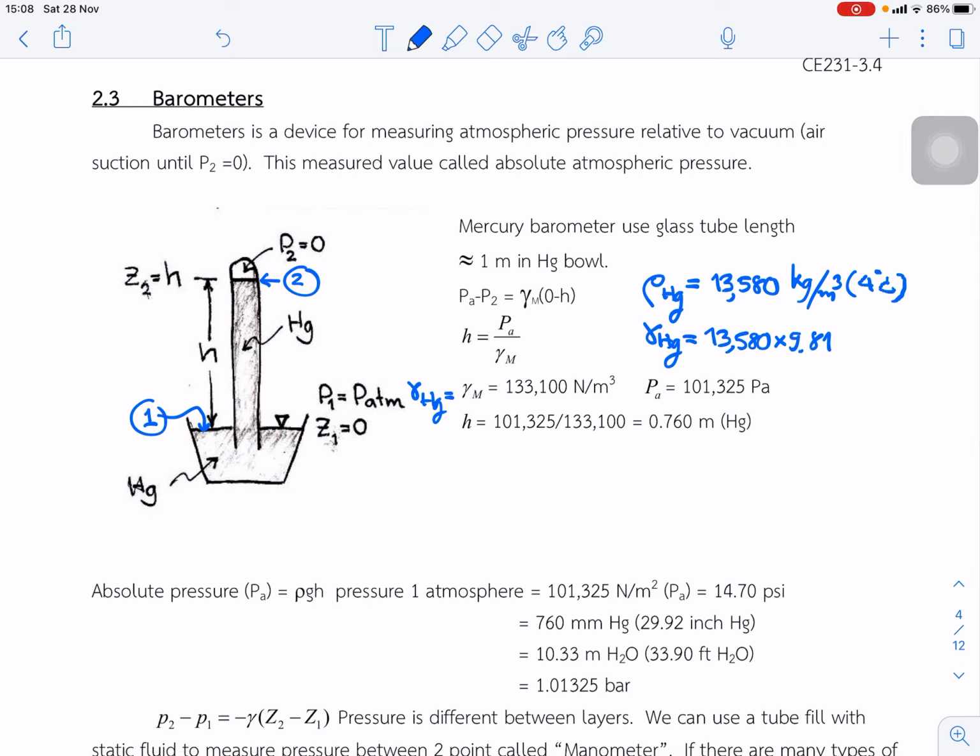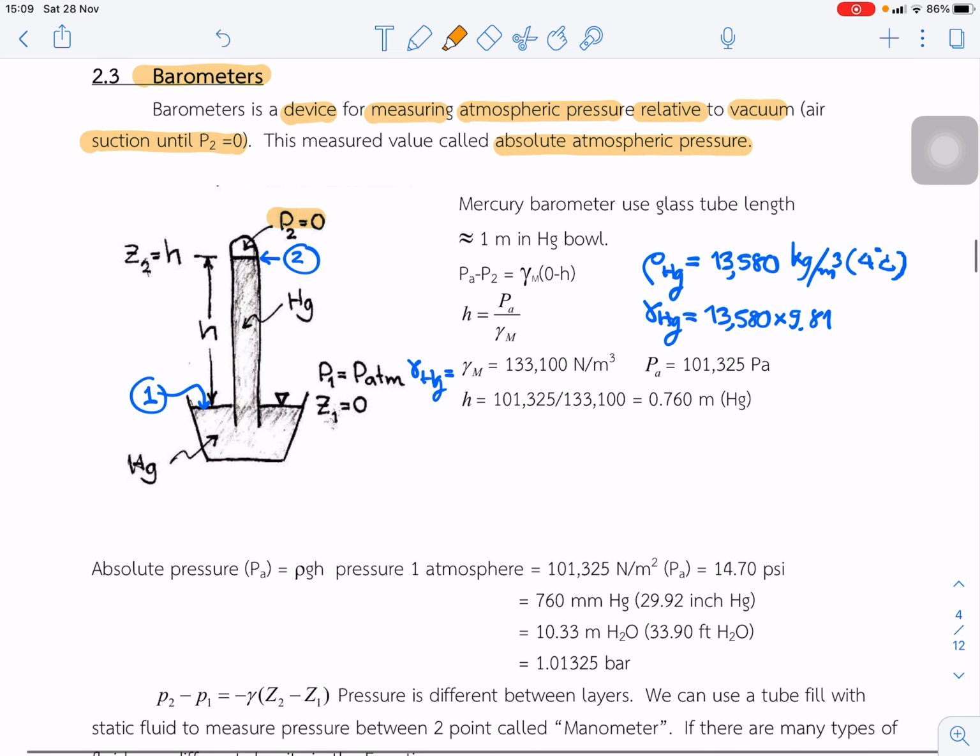Part 4 of lecture 3, sorry. This topic is about the barometer. A barometer is a device for measuring atmospheric pressure relative to the vacuum. And so we use air suction until the P naught is equal to 0. This measured value is called the absolute atmospheric pressure.